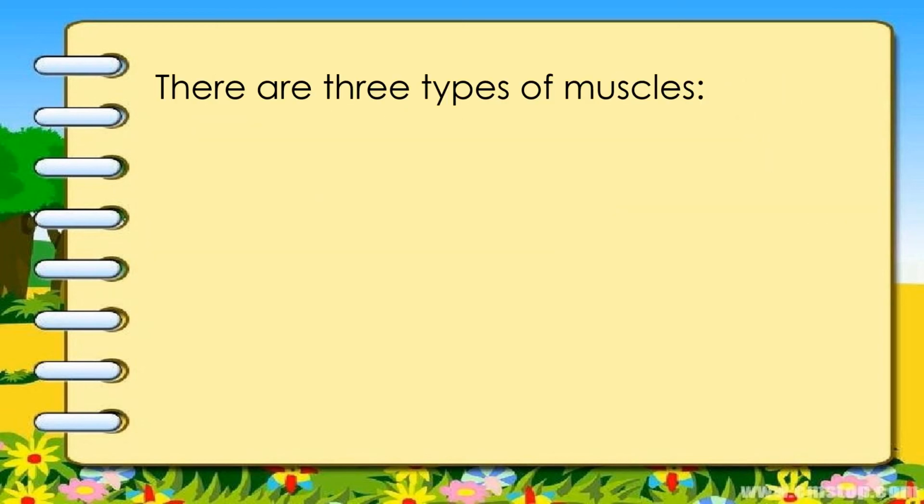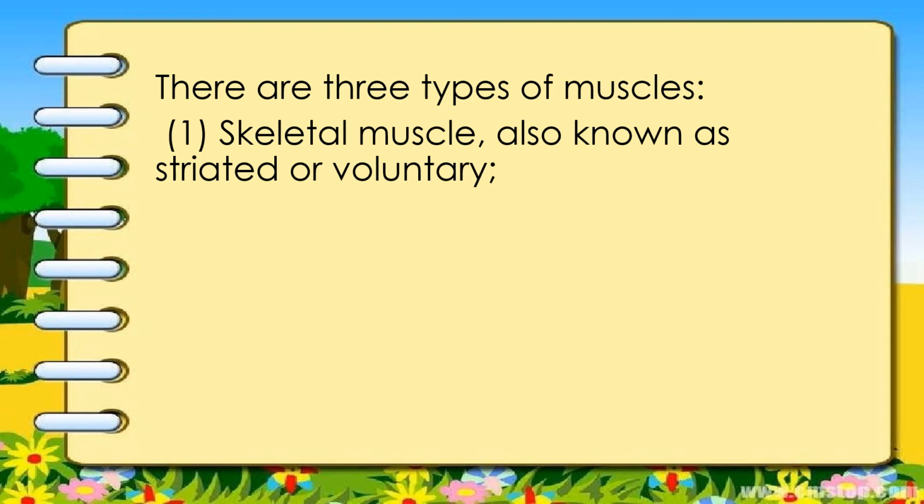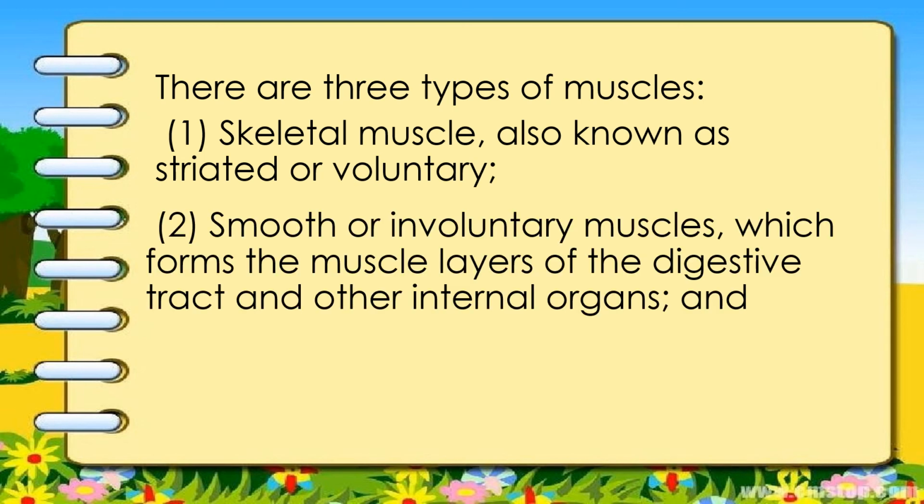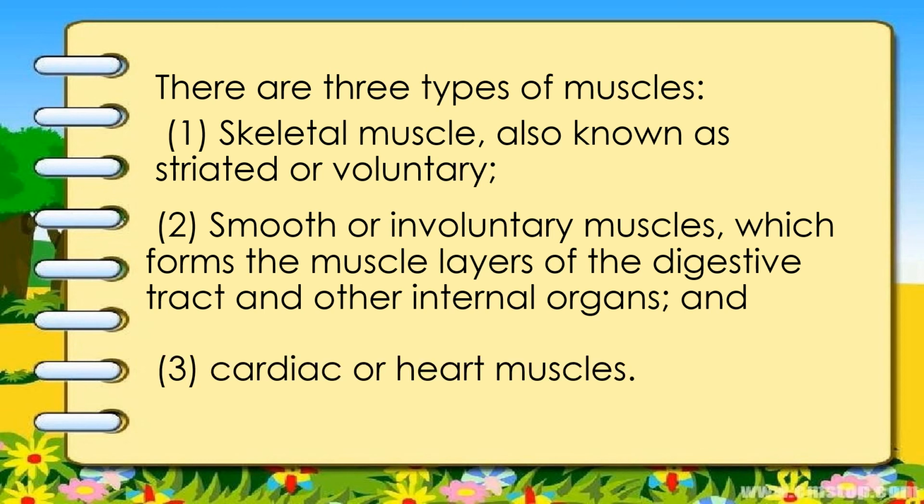There are three types of muscles. First is the skeletal muscle, also known as striated or voluntary. Second, smooth or involuntary muscles, which form the muscle layers of the digestive tract and other internal organs. And the third is cardiac or heart muscles.